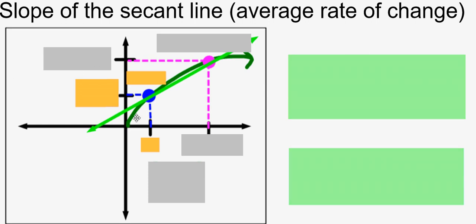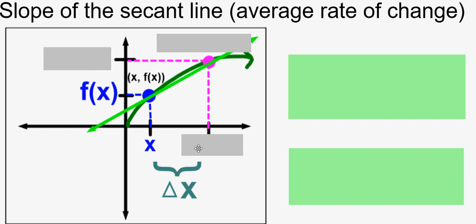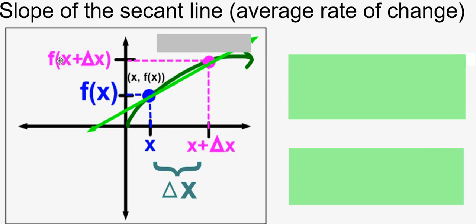And I know you've seen this. This is just a review. So this blue point, we're going to go ahead and say that the coordinate point that matches with it is x comma f of x, all right? Instead of x sub 1, y sub 1, we're going to rename it this way. We're going to say we know there's a distance between x and this next x value for the pink point or the magenta point, and that's going to be x plus delta x. So the y value would be f of x plus delta x, and the coordinate point would be that.